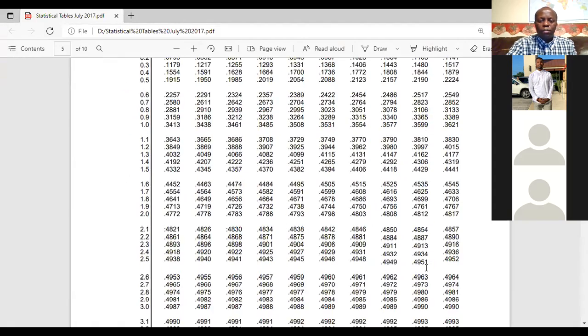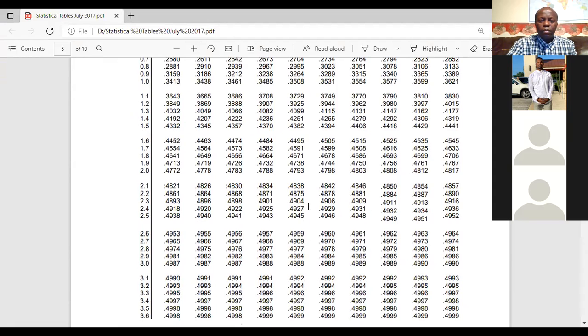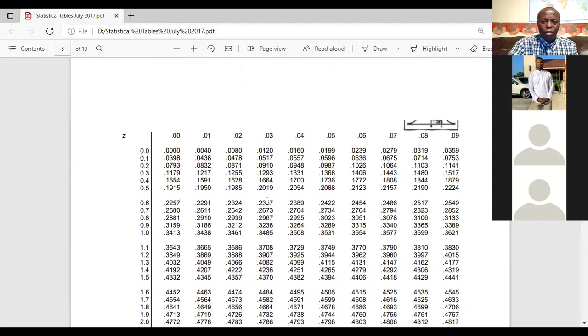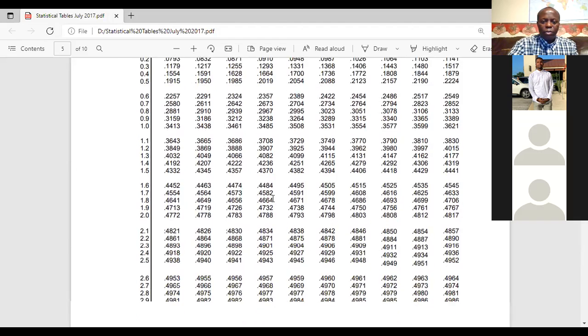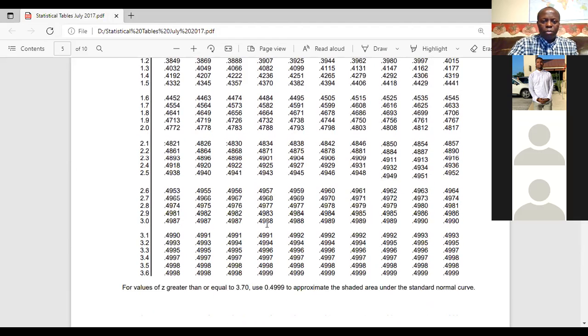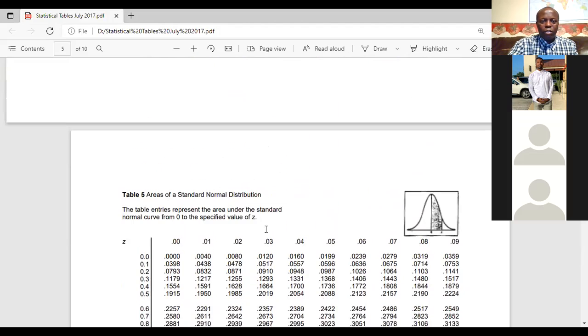See, I got 4909 here. See, 4901. 4948. This one is 2 points away. This one is 1 point away. So it should be this one because this one is closer. If you follow it to the left, 2.3. If you go up, 3. So that gives you 2.3, then 3.